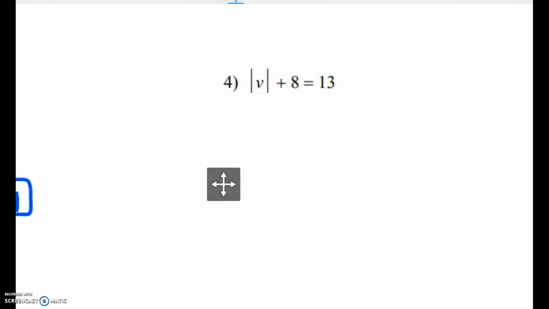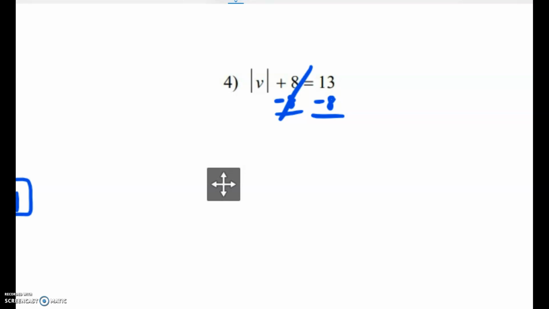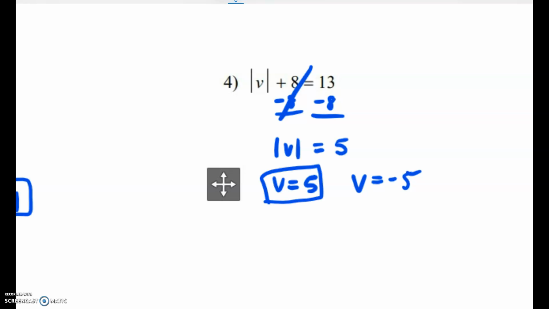Hopefully you've attempted the problem. On question 4, the absolute value of v is not isolated, so I'm going to start by subtracting the 8 before I set up my two cases. Absolute value of v is equal to 5. Now that the absolute value is isolated, I'm going to set up my two cases. v is equal to 5, and v is equal to negative 5. And those are the two solutions for number 4.